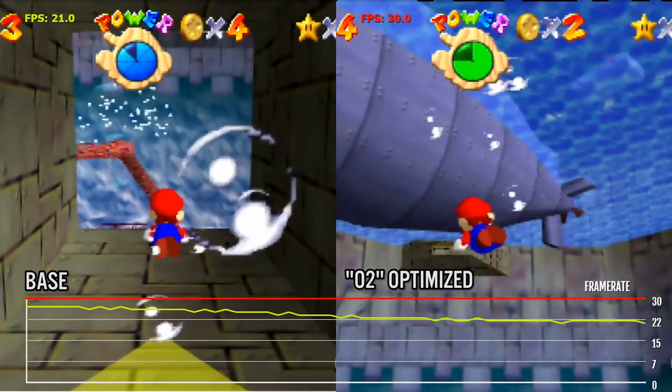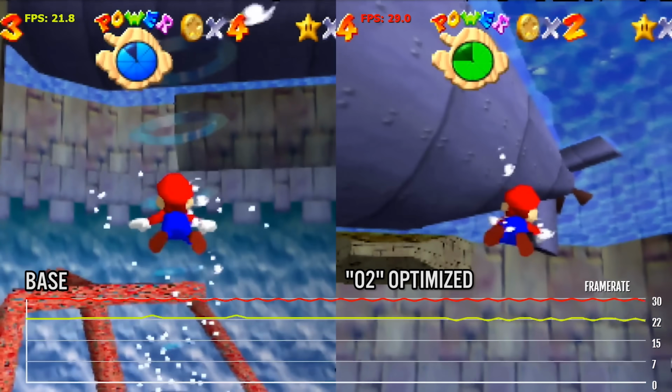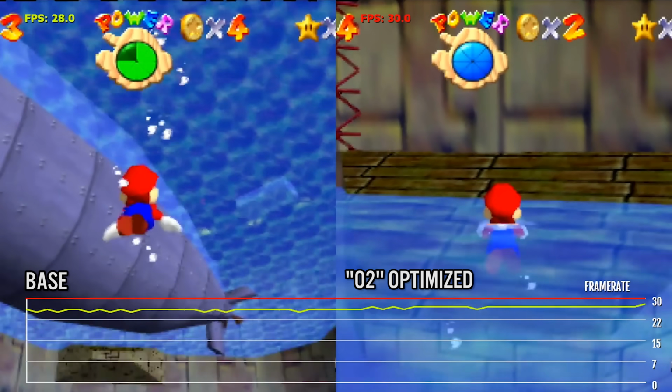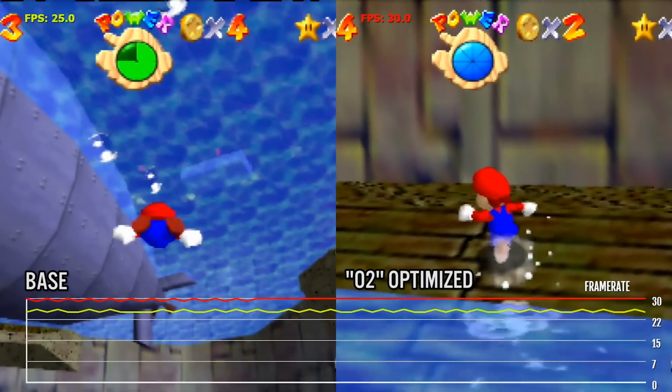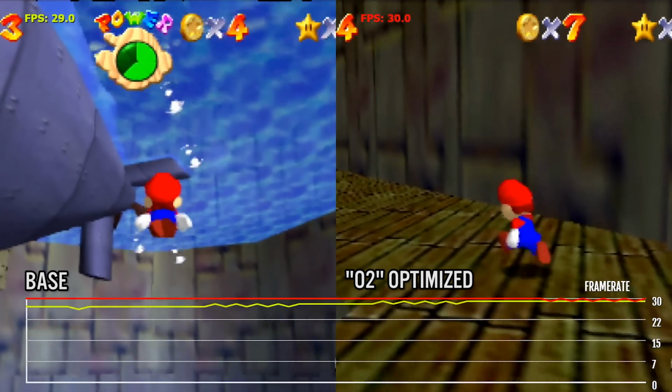This is running on real hardware with an EverDrive cartridge. The speedups are very apparent on the level Dire Docks. And indeed, if we compare the patched optimized version to the unmodified original game, there is a performance increase. Doing some quick framerate analysis shows this as well.